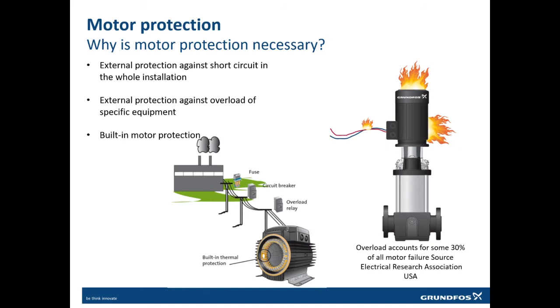Overload happens because the load on the motor is more than what it is designed for, and we failed to stop the motor before it burned. So 30% of overall motor failures are because of overload. That means we can save up to 30% of the motors just by designing a better system. Now there are three ways of protection of motor. The first one is built-in, then overload, circuit breaker, and fuse, and I will go one by one through all of them.